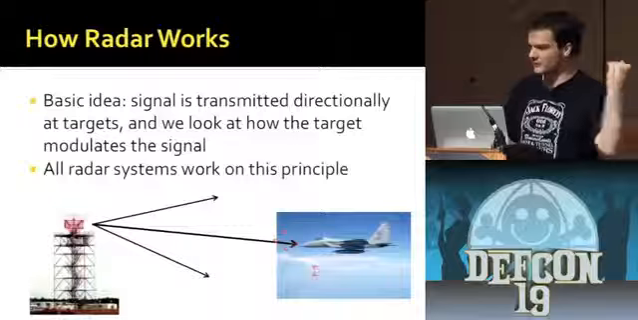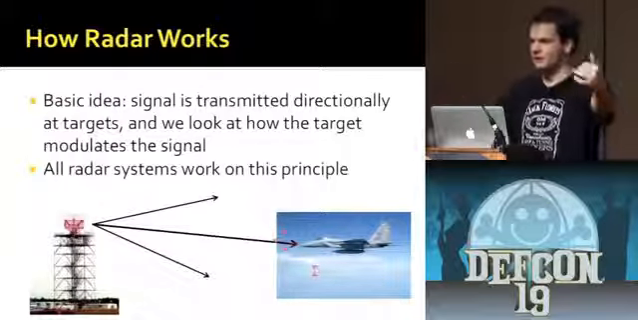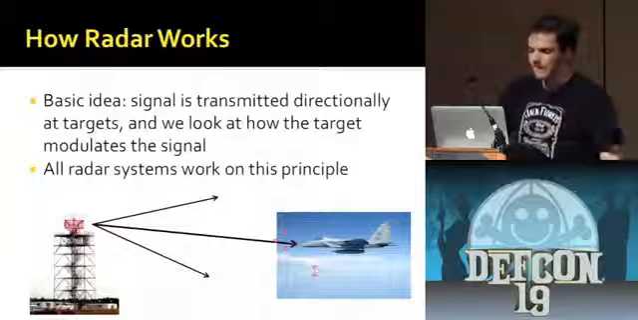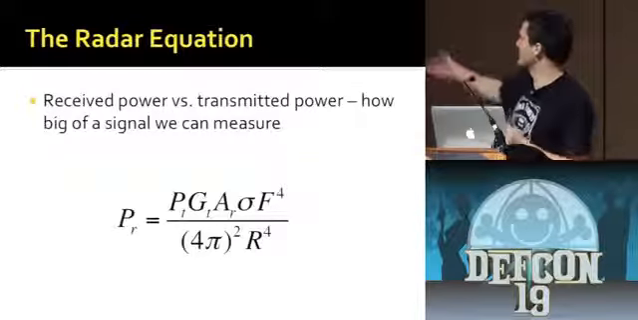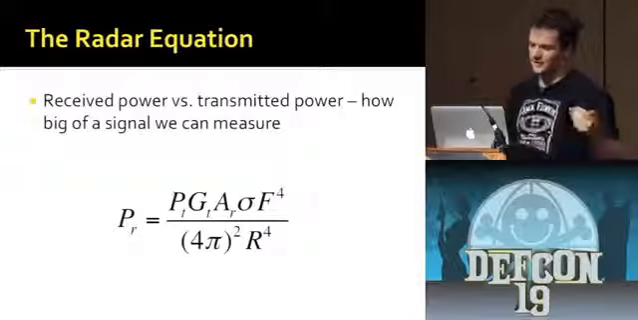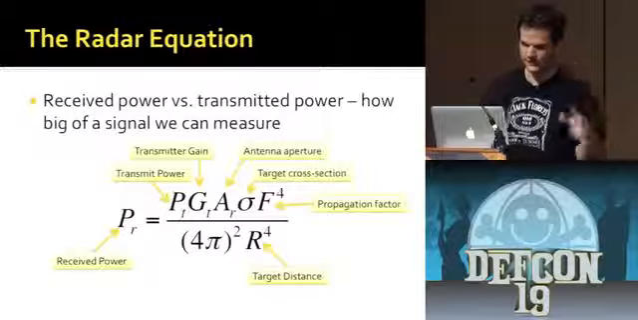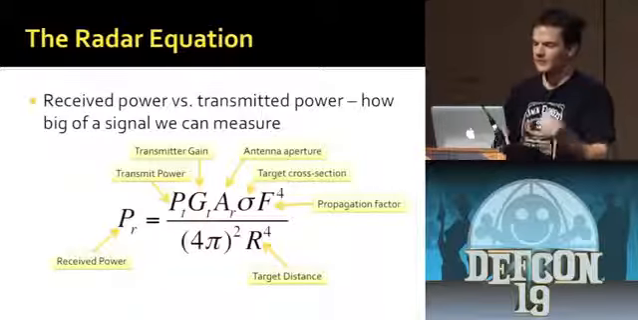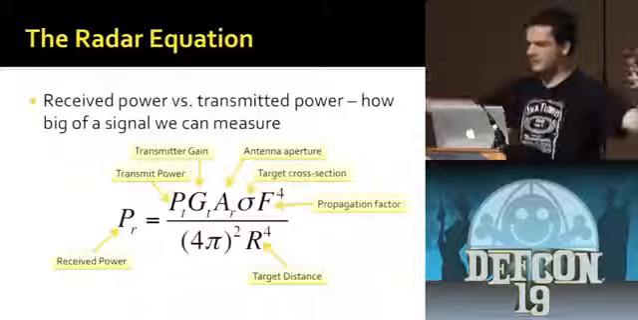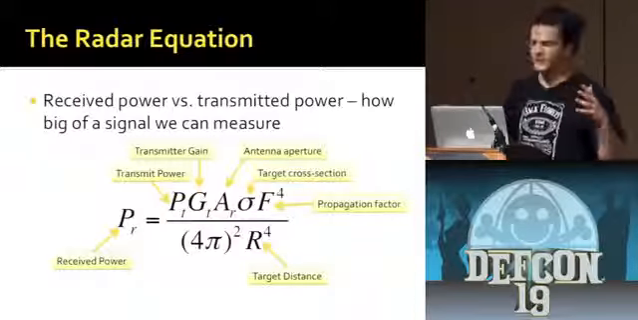You're transmitting a signal from somewhere, or somebody's transmitting a signal from somewhere, and you're looking at how that reflects off of a target. And all this is governed by this thing called the radar equation, which is this big thing with a whole bunch of terms. Basically what we're looking at is the function of received power versus transmitted power. And the way that gets changed is, we get transmitter gain, antenna aperture, which is like how big your dish is, cross-section, and propagation factor, which refers to the medium that you're in.